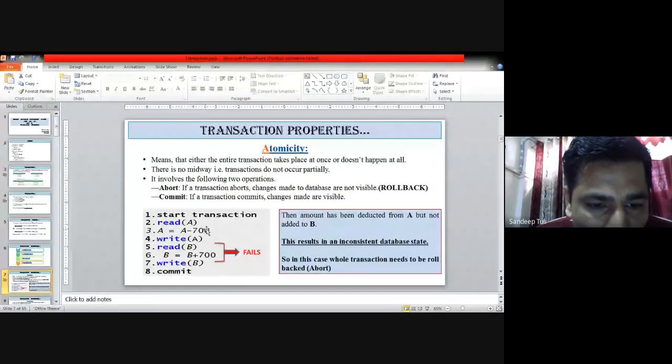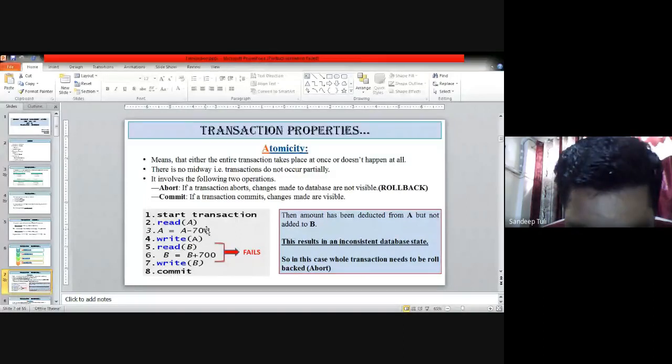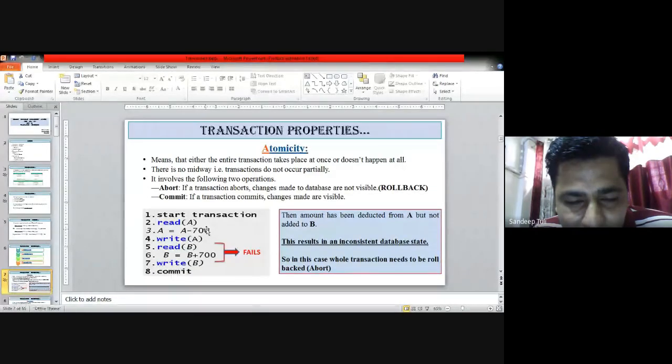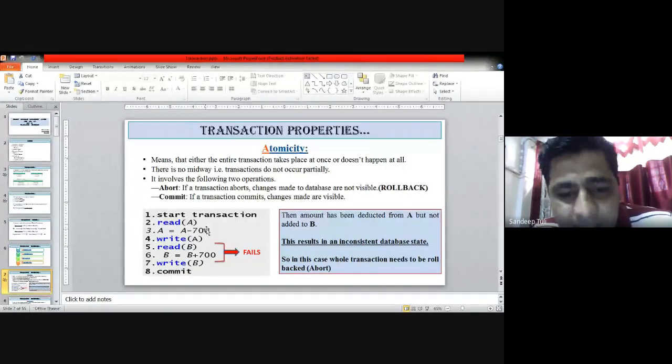So what does it mean? Your account balance has been debited but you have not received the money. This is called an inconsistent state. Is it clear now? Now suppose you have received the money without any failure, then it means it is a consistent state.